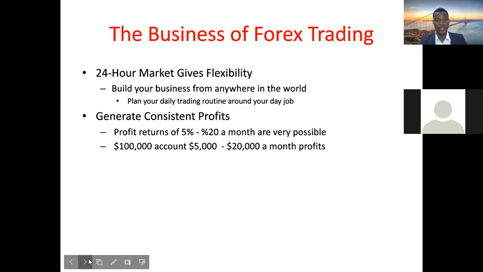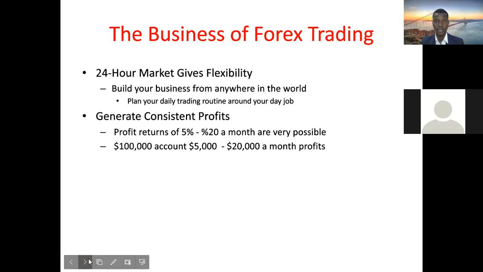Generating consistent profits of 5 to 20% a month is very possible if you key into the structure of the forex business. If you understand the knowledge very well and use your money management and everything, there's a possibility of making 5 to 20% of your account monthly. There are traders who make more than that even in a day, but the risk is vast.